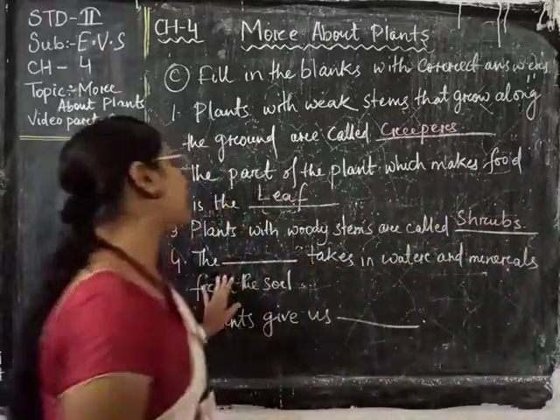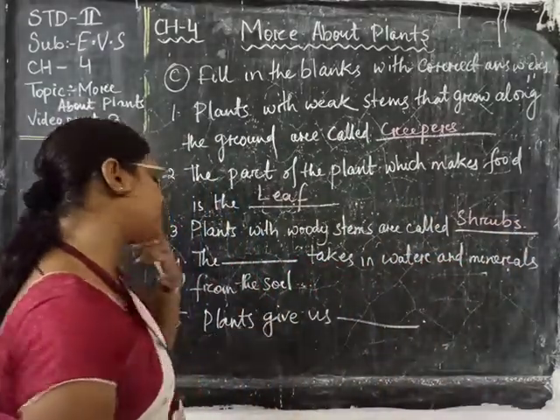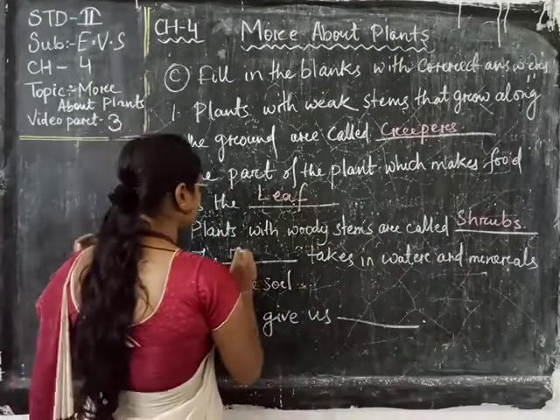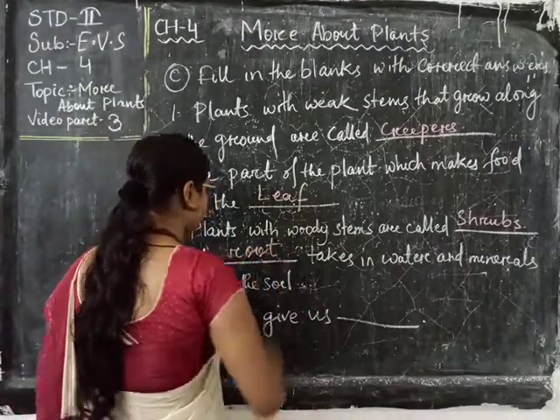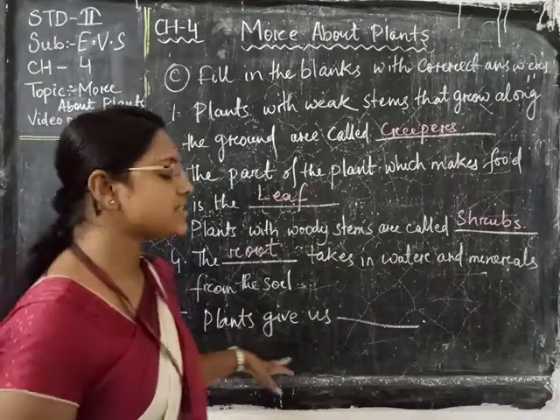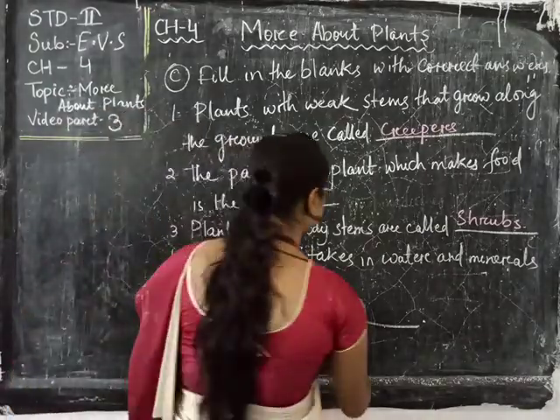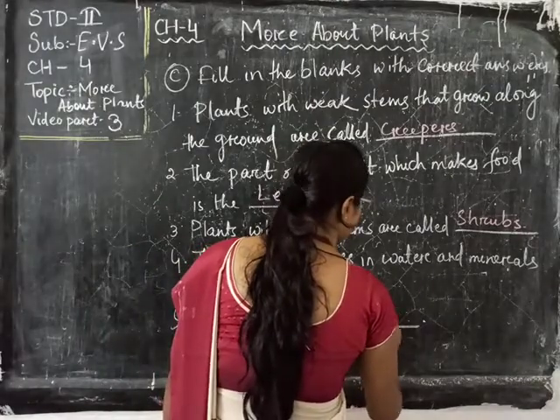Next, the dash takes in water and minerals from the soil. Who takes? Obviously root takes, so root. Next, plants give us shade or sunlight. Sun gives us sunlight, so it will be the shade.